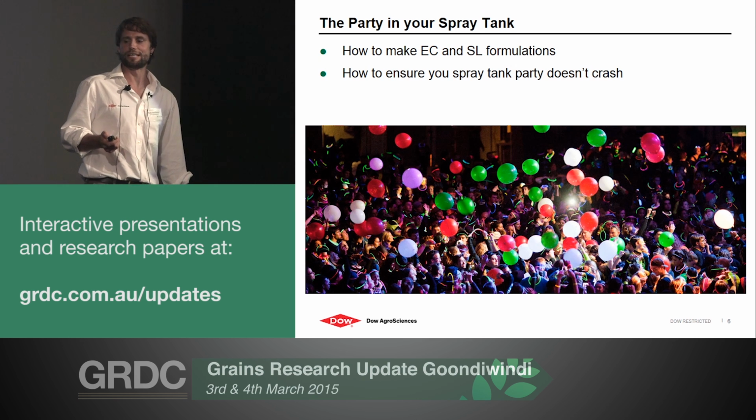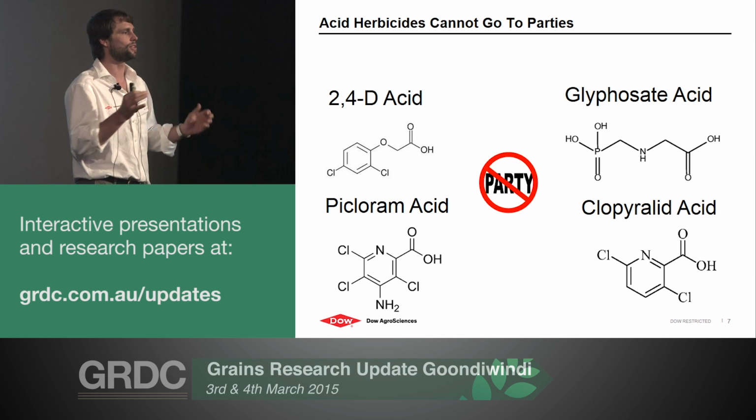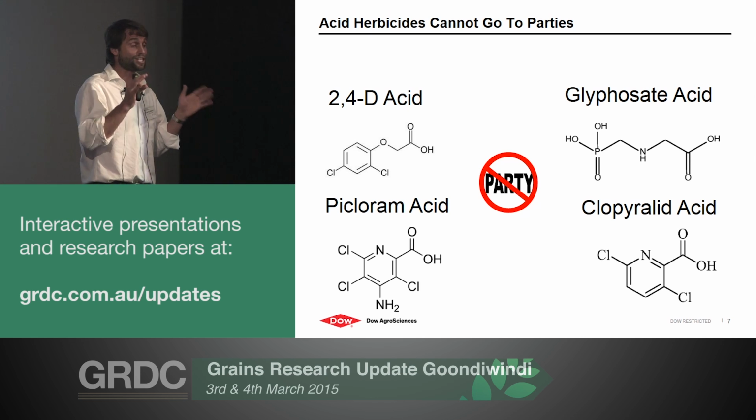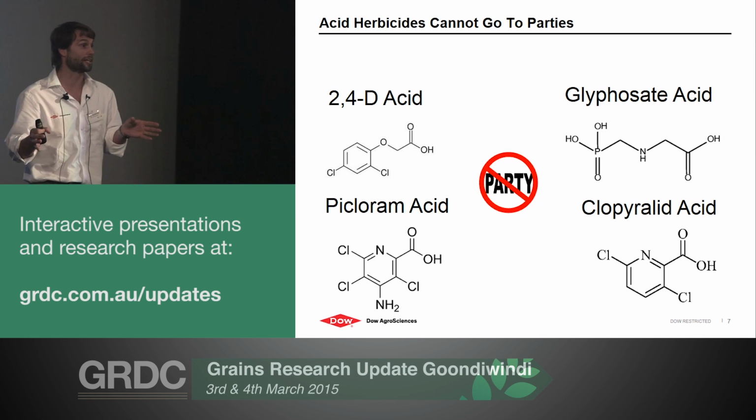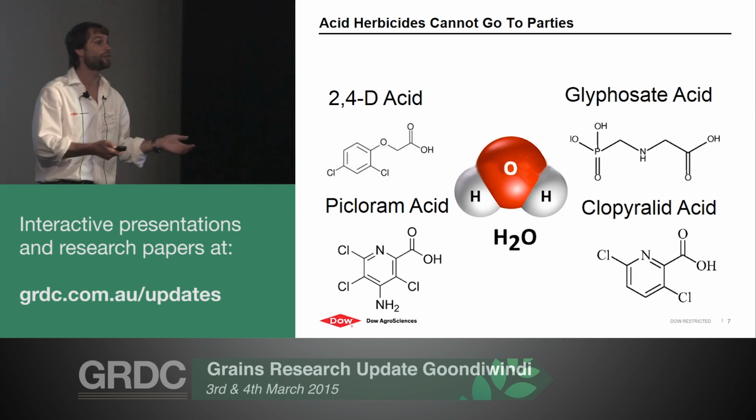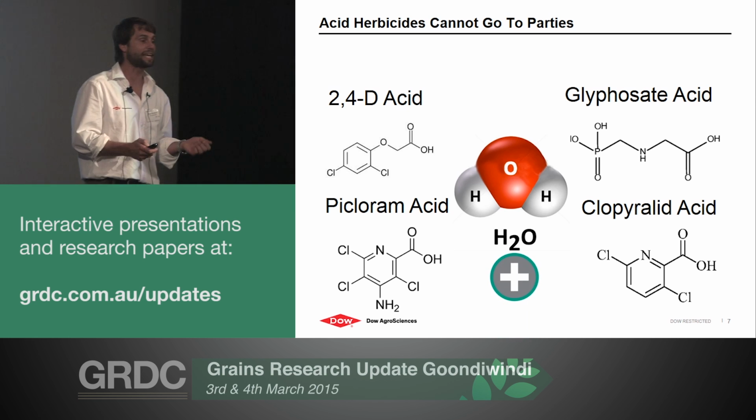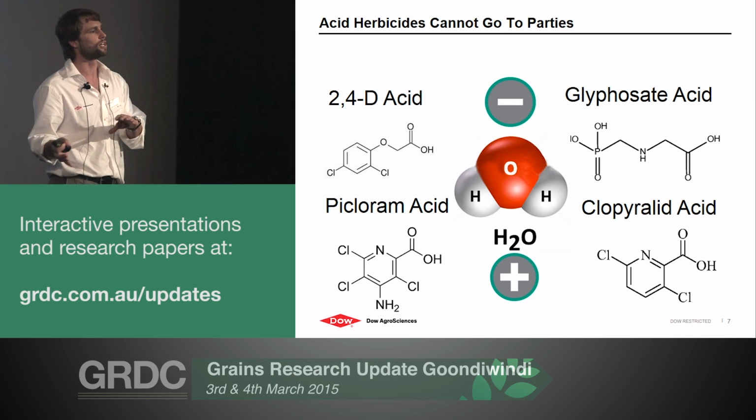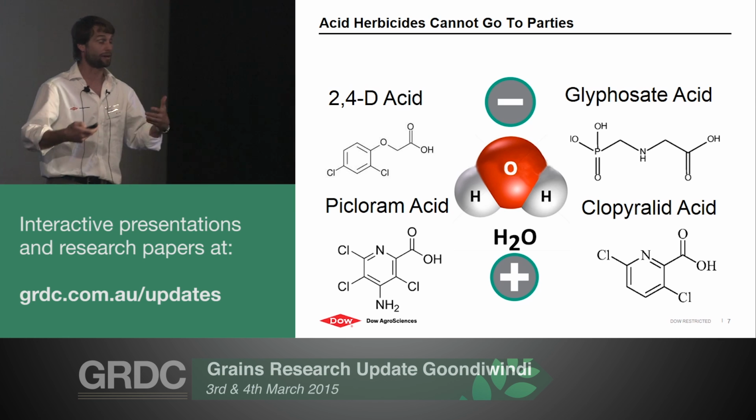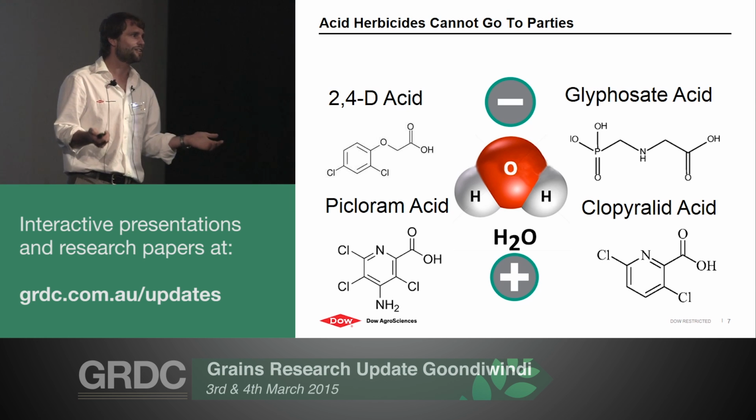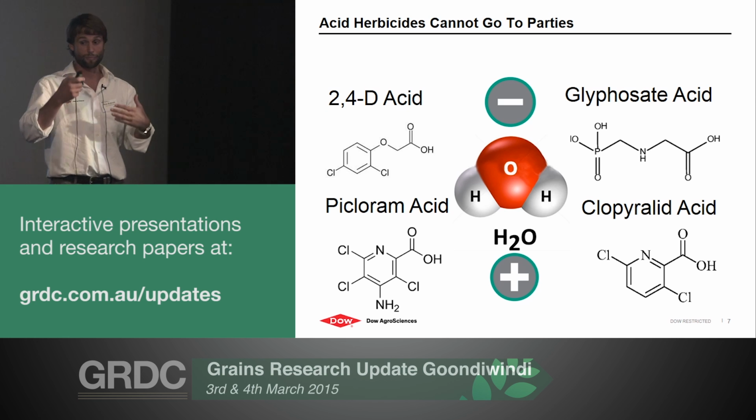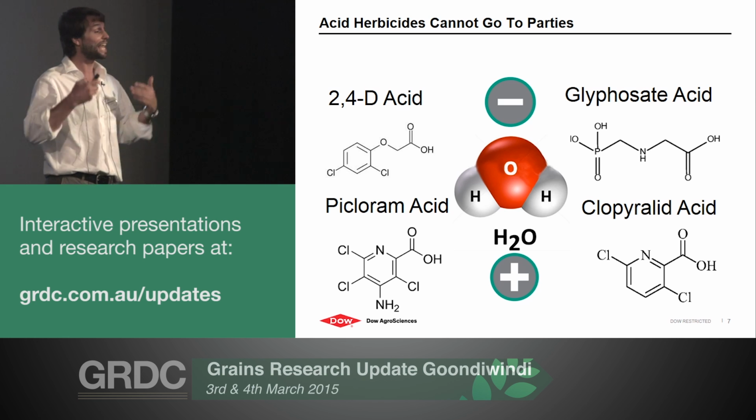The first thing we're going to talk about is why you can't take the discovery molecules and just use them as a product. Acid herbicides, SLs, they don't like to party. The reason is they don't mix with water. They don't mix with water because they aren't partially positive and partially negative, and they have to interact with the partial positive and partial negative charges of the water in order to dissolve into the spray tank and become the SL formulation. If you take someone who doesn't like to go to a party, a chemist will give them an attitude adjustment and change their physical properties by changing their chemical properties so that they can party in the spray tank.